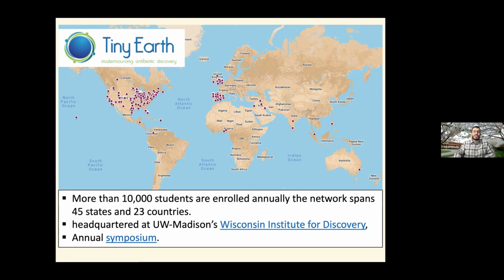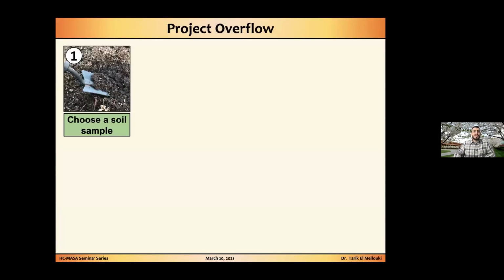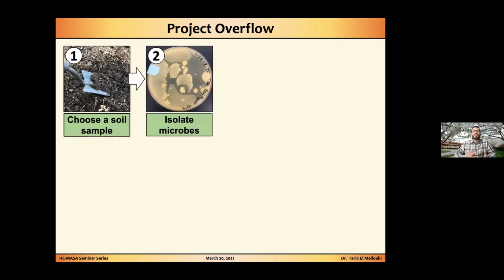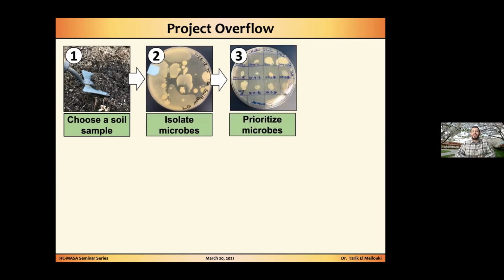So how does it work? Basically, at the beginning of the semester, we ask students to bring a soil sample of their choice. We give them a few guidelines on what to avoid, because we don't want them to bring soils that might have pathogens. So we give them certain guidelines, but they get to choose their own environmental sample. So early on in the program, they feel implicated in this research. Once they choose the soil sample, they bring it into the classroom, and then we help them isolate the microbes from the soil sample. And once they isolate the microbes, we teach them how to pick colonies and how to prioritize microbes. Basically, choose colonies that look like they have interesting properties.